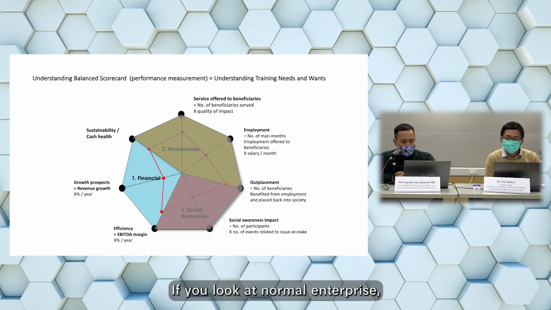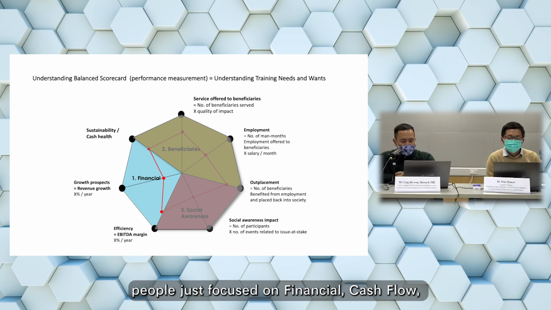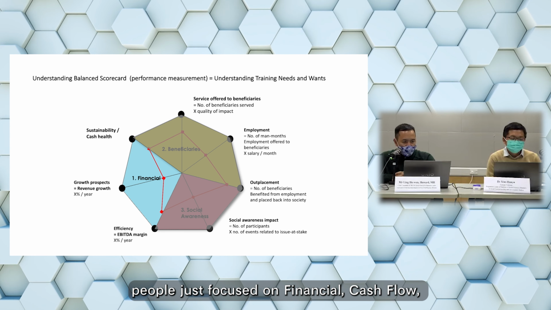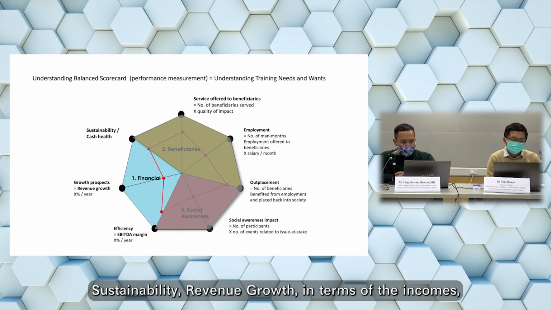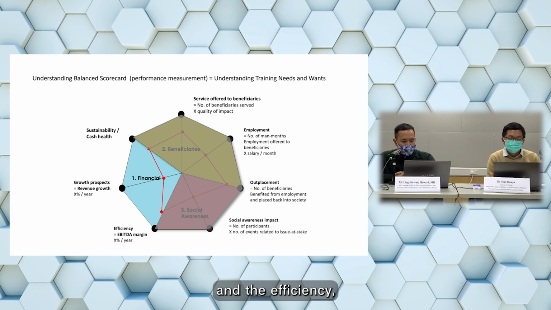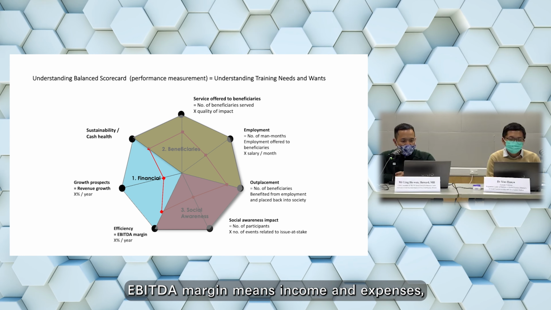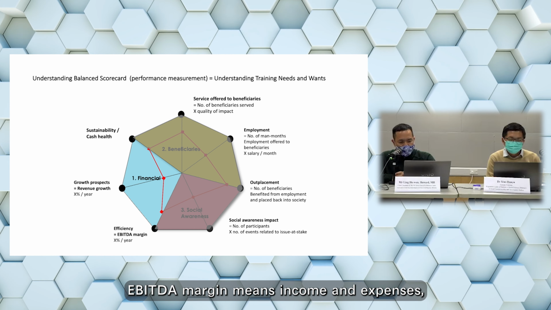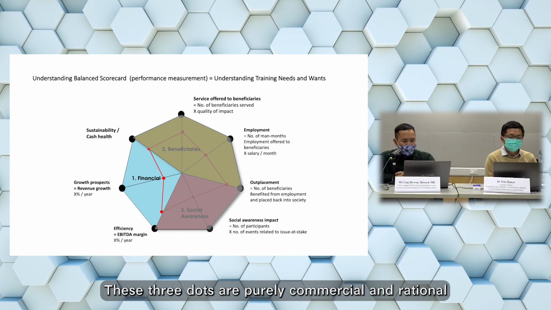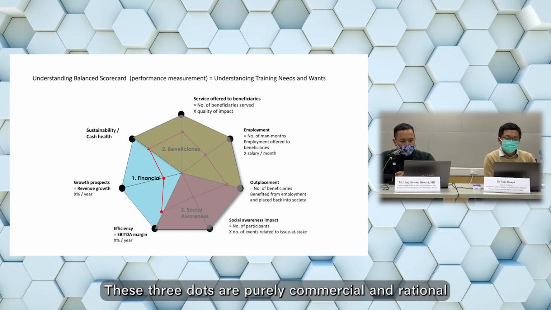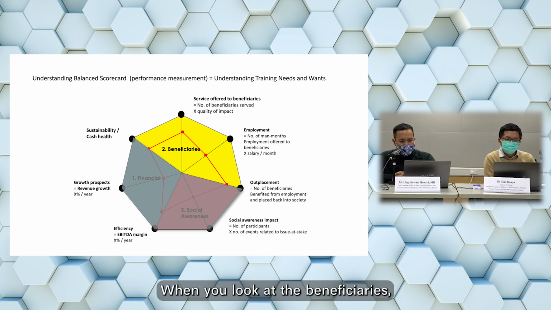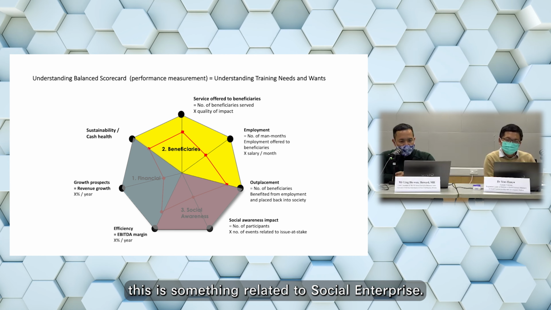If you look at a normal enterprise, people just focus on the left-hand corner, which is the blue area, talking about financial, cash flow, sustainability, revenue growth in terms of the incomes and the efficiency. EBITDA margin means income and expenses. How much margin do you make? So these three dots are purely commercial, purely rational. But when you look at beneficiary, which is the yellow corner, this is something related to social enterprise.